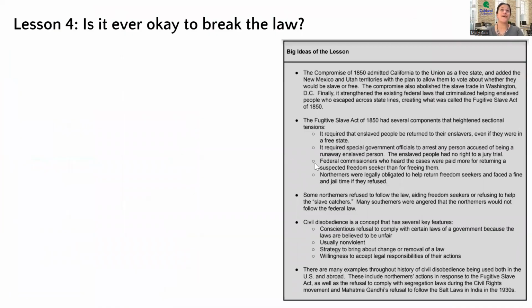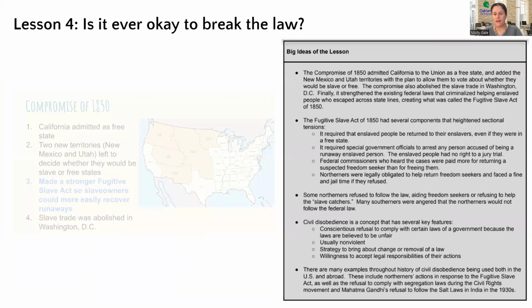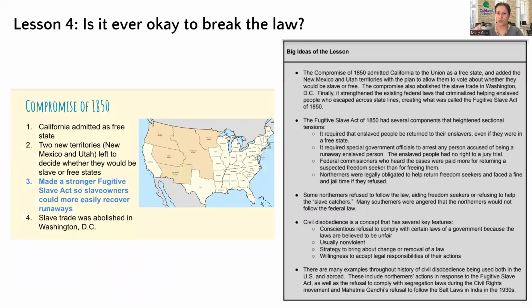Lesson 4 is a question that I think every middle schooler wants to talk about. Is it ever okay to break the law? So in this lesson, what students are taking a look at is the historical context, the Fugitive Slave Act. They start by getting some direct instruction about the Fugitive Slave Act. So it starts with talking about the Compromise of 1850 and how the Fugitive Slave Act was part of that.